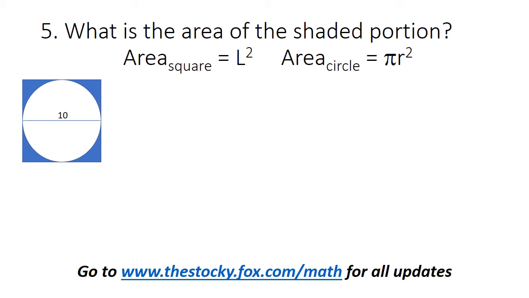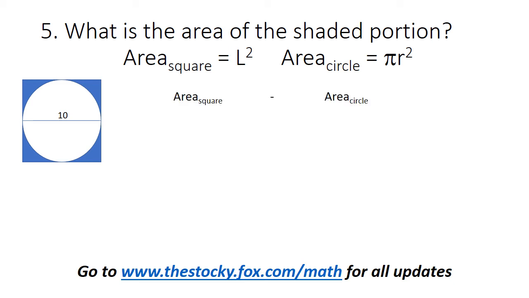Question number 5. What is the area of the shaded portion where you have a square and inside the square is a circle? Well, we know that the area of a square is the length squared, the length times the length. And we know the area of a circle is pi r squared. That funny looking symbol, that pi, is a really important number that you're really going to need to know. We're going to talk about that in a second, but you are going to use that in everything you do as you get more advanced with math. So if you didn't know that already, that pi is 3.14, make sure you know that.